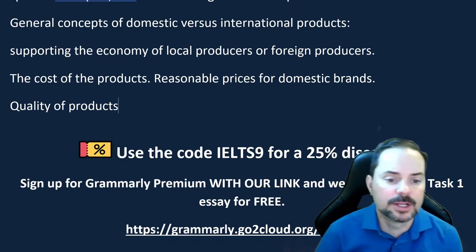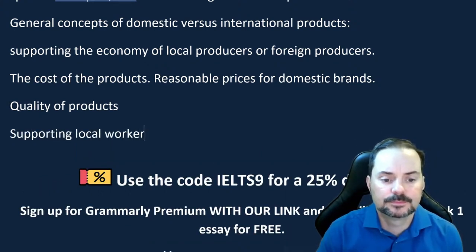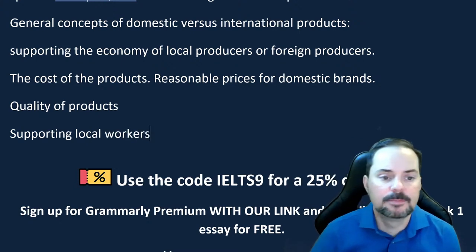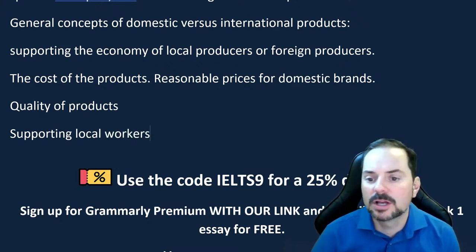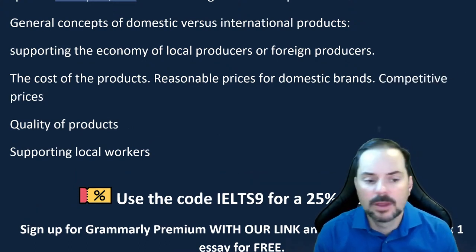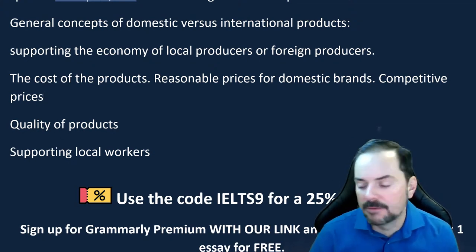Tyan Kip says supporting local workers. All right, Ghazi says competitive prices. That goes with the cost of products. The distribution of profits. Asang Santiago says where the profits go.